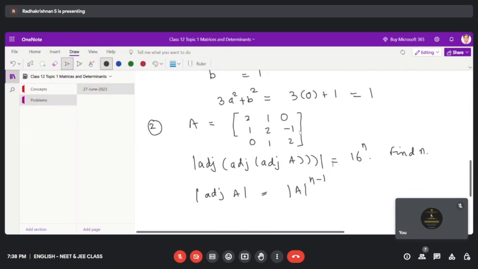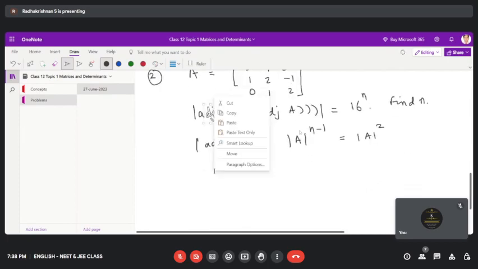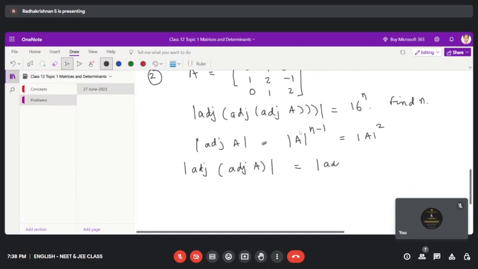So in this case, what is the value of n? It's 3, right? So we can simply say determinant of A square. Now what is determinant of adj of adj? Sir, mod A to the power n minus 1. Yes, correct. So determinant of adj to the power of n minus 1, because that is our rule, right?